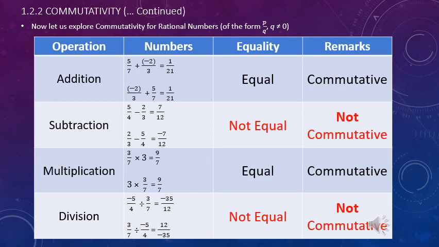For division, when we divide minus 5 upon 4 by 3 upon 7, we get the answer as minus 35 upon 12. And when we change the order, we see that the answer is 12 upon minus 35. The answer is not matching, hence it is not commutative.